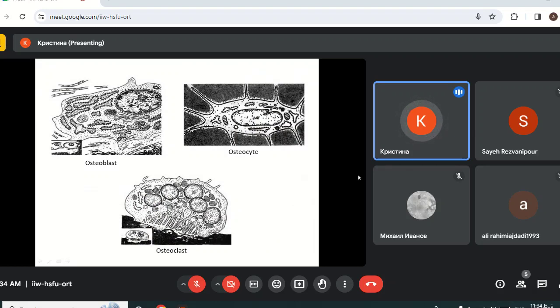Some more pictures of these three cells that we can see in bones. Osteoblasts are non-mature cells capable of division, whose major function is to produce components of extracellular matrix. Here you can see collagen fibers produced by osteoblasts. They have a lot of rough endoplasmic reticulum. They produce first organic substances, then they provide mineralization of this osteoid, which is the name of the organic substances, and they gradually embed themselves inside the bone and become osteocytes.